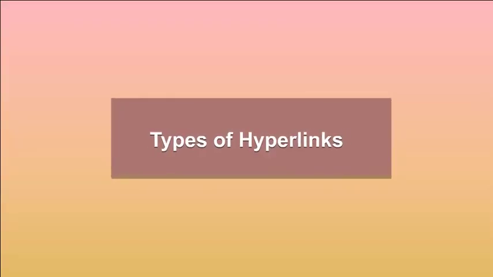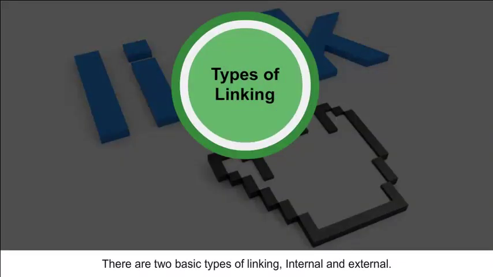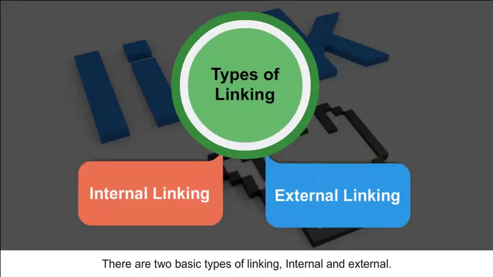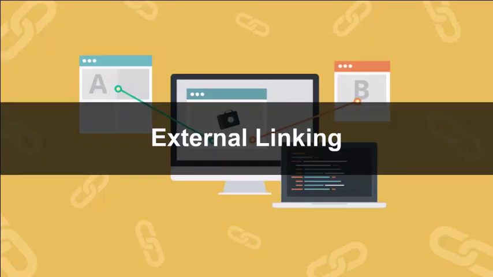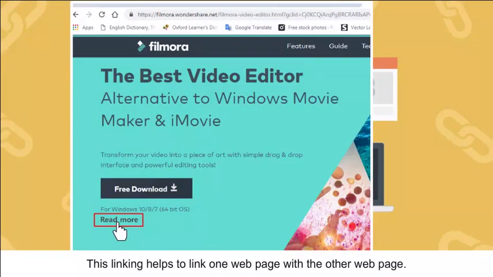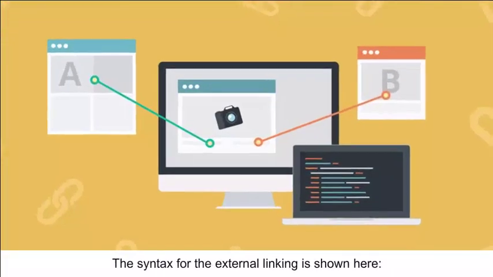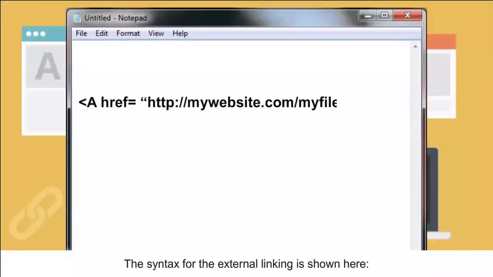Types of hyperlinks. There are two basic types of linking, internal and external. External linking helps to link one web page with the other web page. The syntax for the external linking is shown here.